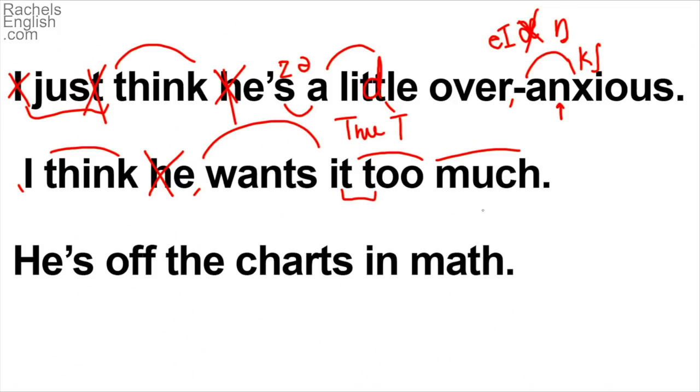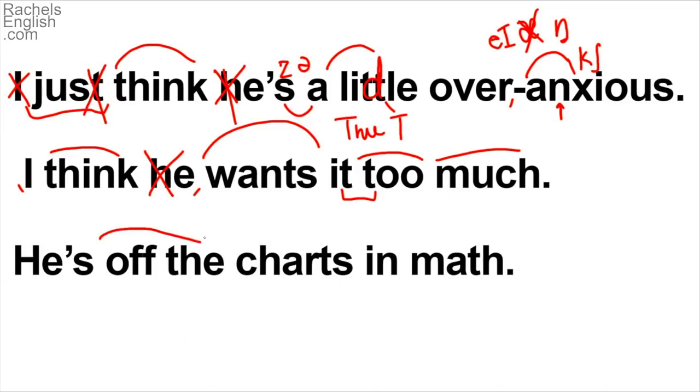What are our most stressed words in this sentence? He's off the charts in math. Three peaks of stress, the main one on charts. He's off the charts in math. Linking together really smoothly. No skips, no break in the melody.